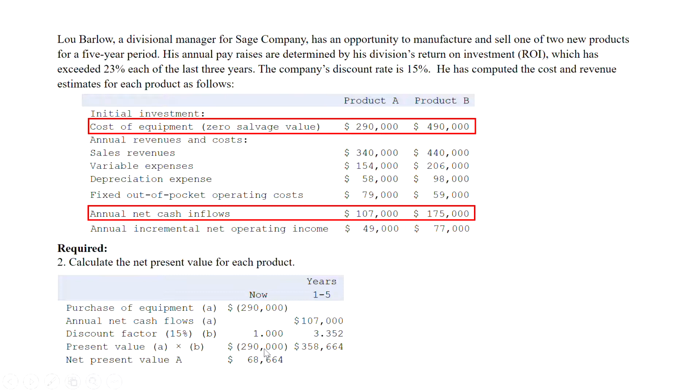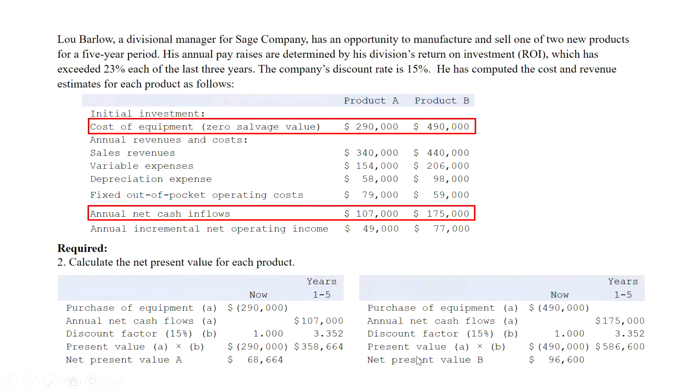Why do I not need to discount the $290,000? Why does it list a discount factor of 1? Because it's already in today's dollar terms. Take the discounted inflow of $358,664 minus the investment today of $290,000. I get a net present value of A of $68,664. Pause the video, do the calculation for B.